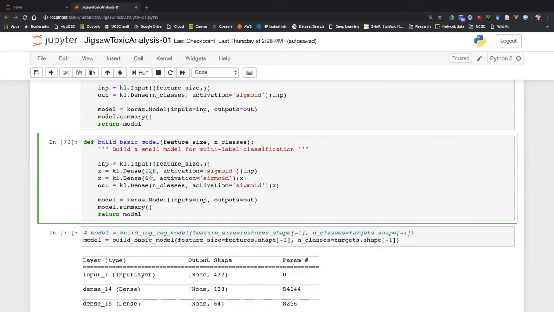I can put 20,000. I can put 3. I can put -4. That'll probably crash, right? Like, I don't know. The numbers would have to be less than 422, right? So we know that.